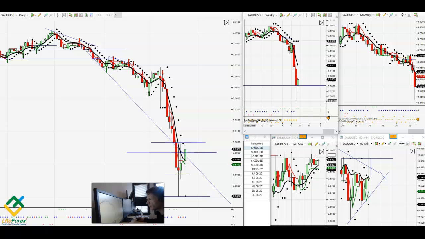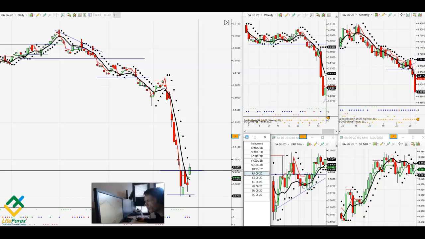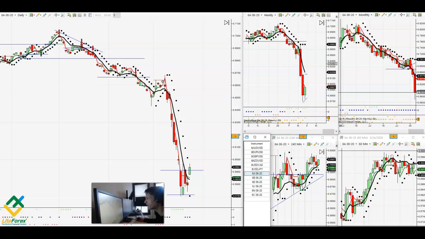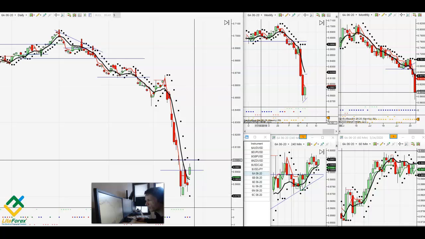Okay, so let's take a look at the Australian futures. Yeah, breaking above this resistance, 59, which is good. Support at 57. It does look like there's more upside, but I really want to see this break above that 0.6000 resistance.